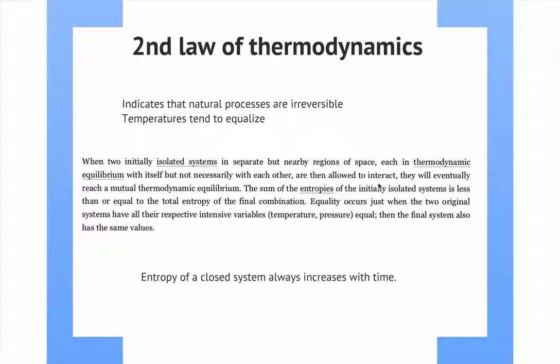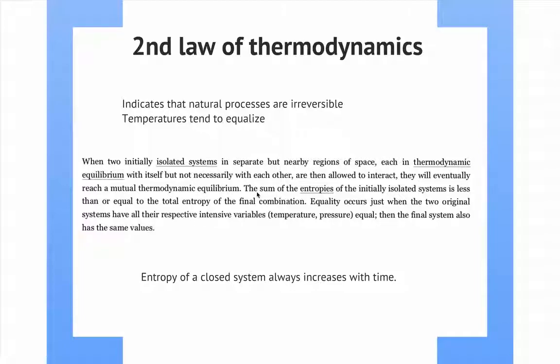So the basic idea is that if you take the entropy of each of the individual systems and add them up, that entropy will always be less than the total entropy of the final combination. This basically shows or means that the entropy always has to increase with regard to time.